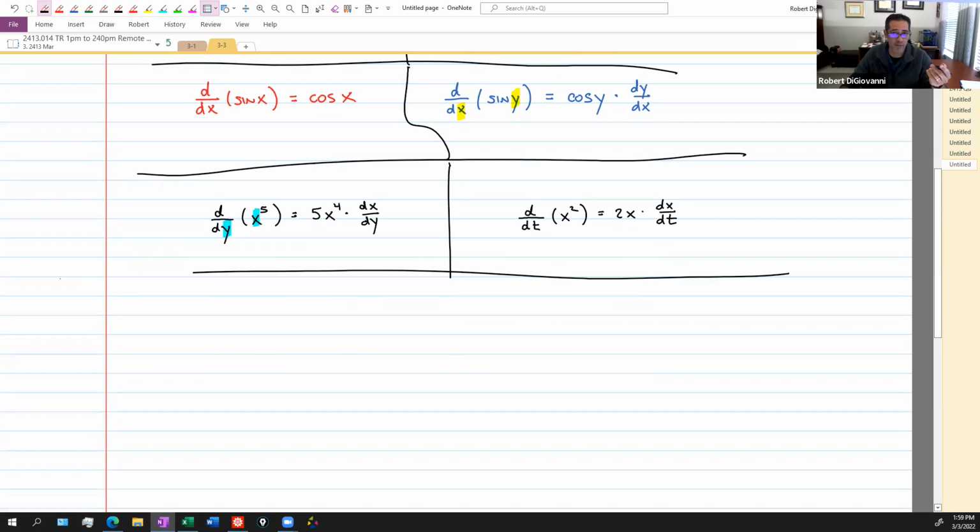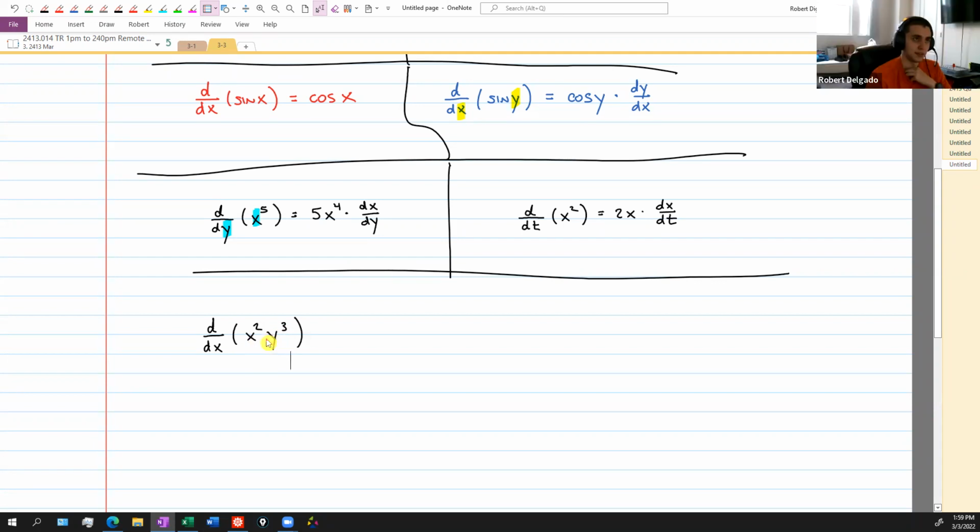I'm gonna throw a curveball. Here comes a curveball. What's d dx of x squared y cubed? Ooh. Okay. We have to take the derivative of this, right? I've got x squared times y cubed, multiplied. This is a product.